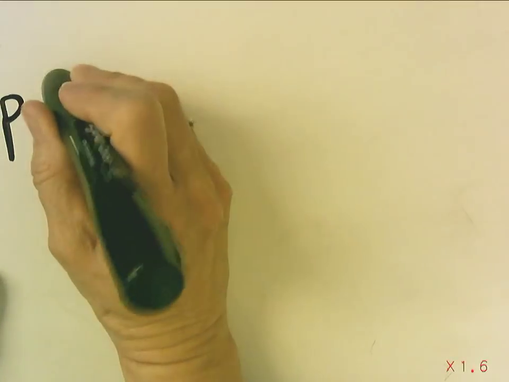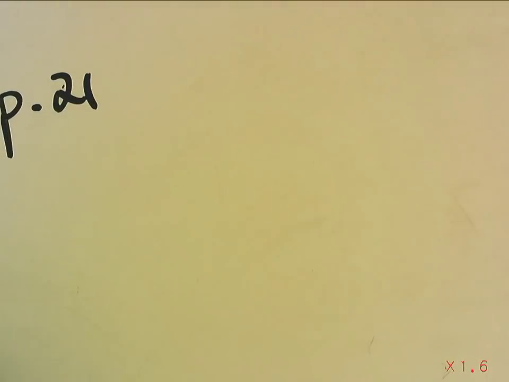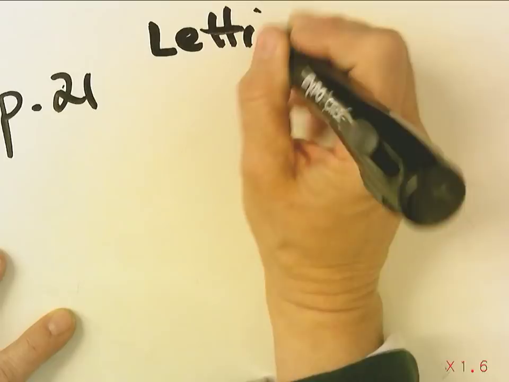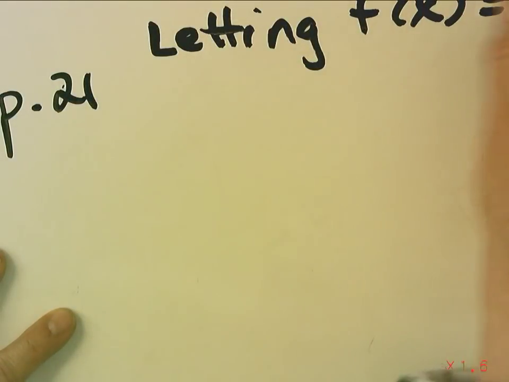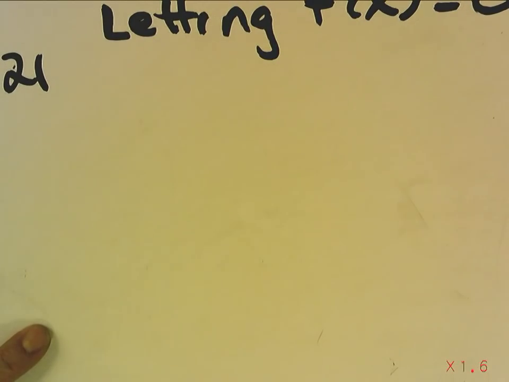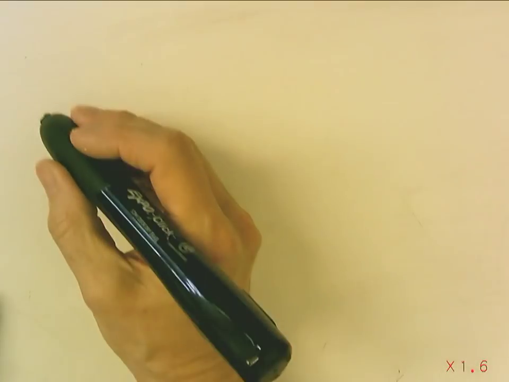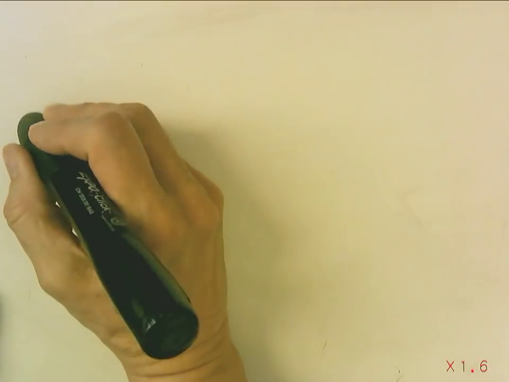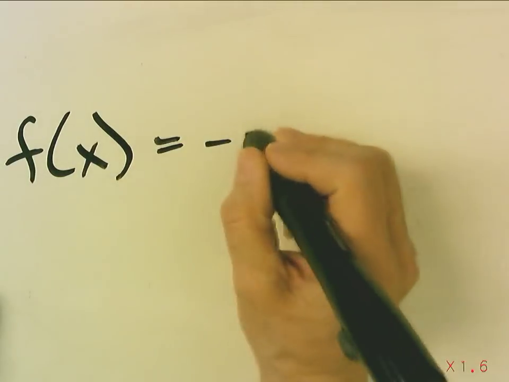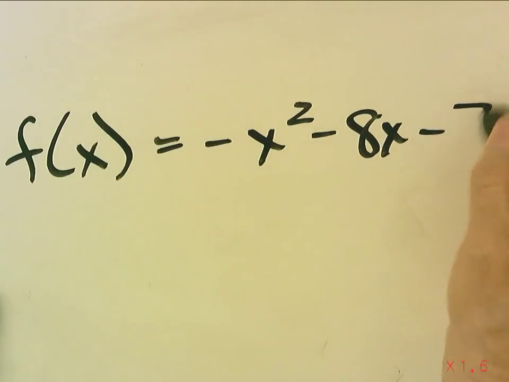Okay? Now, on page 21, we are going to go over finding the zeros of a function. Now remember, finding the zeros of a function means letting f of x equal 0. That's what finding the zeros of a function means. Okay? So here they give us a function. F of x equals negative x squared minus 8x minus 7. And we are going to find the zeros of this function.